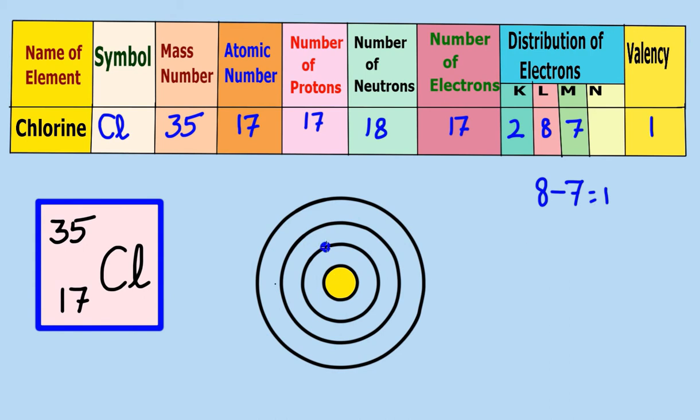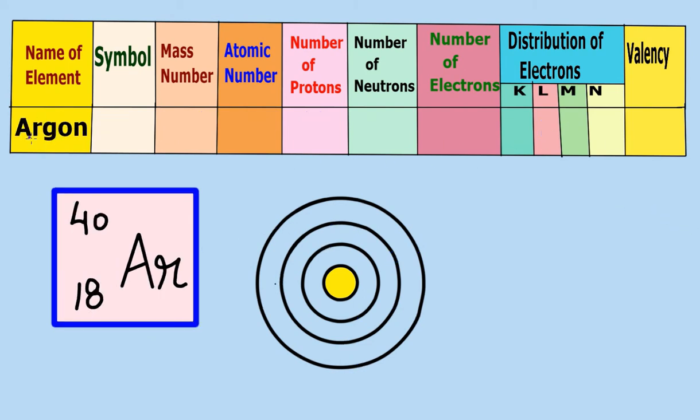So we will show 2 electrons here in K shell, 8 electrons in L shell. 2, 3, 4, 5, 6, 7 and 8. And now we will show 7 electrons in M shell. 1, 2, 3, 4, 5, 6 and 7. So this is the electronic configuration of chlorine.